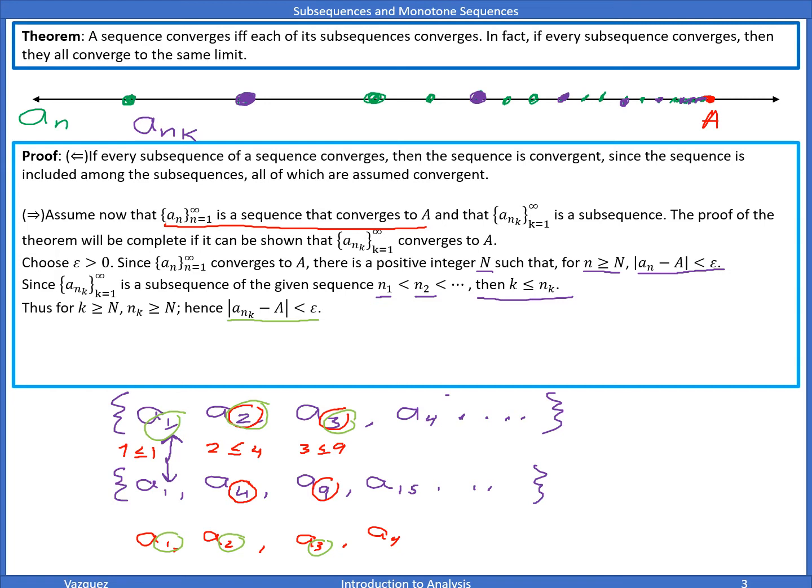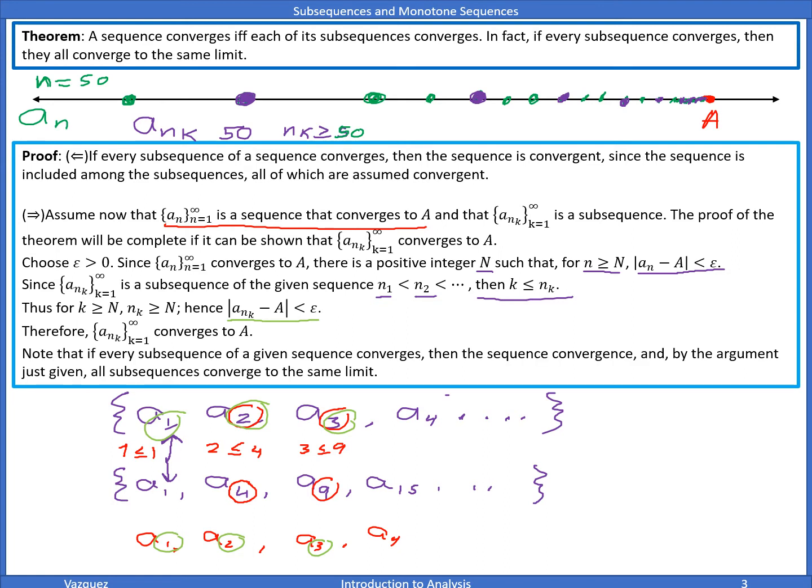Well, if N, say 50, suffices to show that it was within epsilon of a, then if we were to choose k as 50, n sub k is going to be greater than our N, which was 50. I'm going to put it in green. Then this 50 certainly suffices as well for it to converge. So therefore, our subsequence also converges to a.